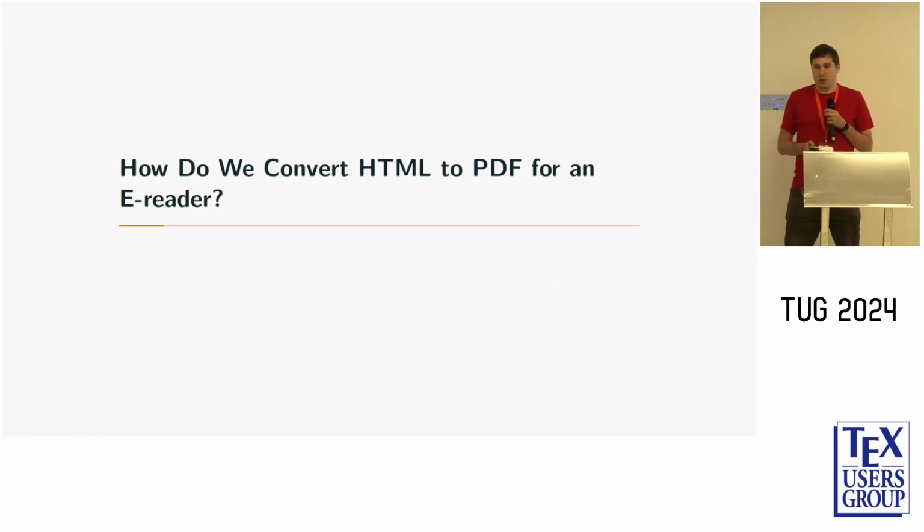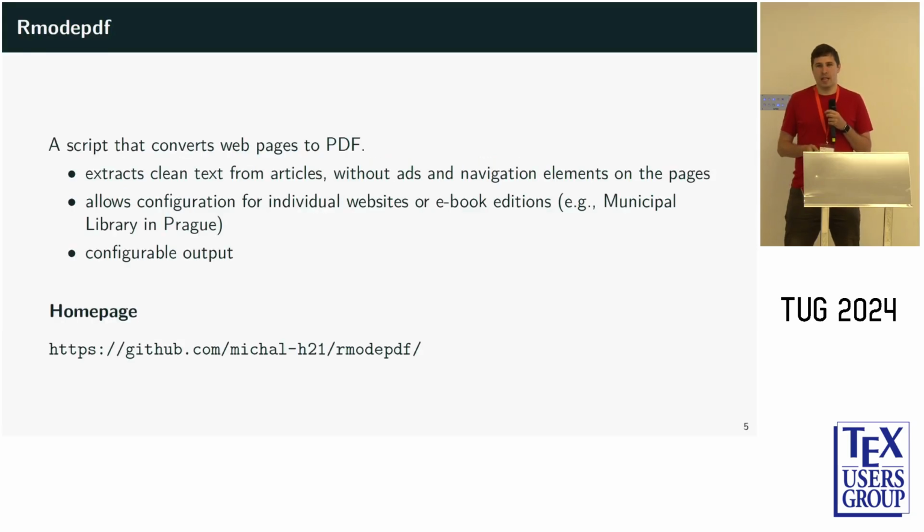Yeah. So how do we convert HTML? Rmodepdf extracts text from pages and removes ads and menus, and it can be configured using Lua to support different pages, because for most pages you will need to make some adjustments using this Lua script, but this can then be reused on that web page for other pages. It's not on CTAN, it's only on my GitHub, so here is the address.